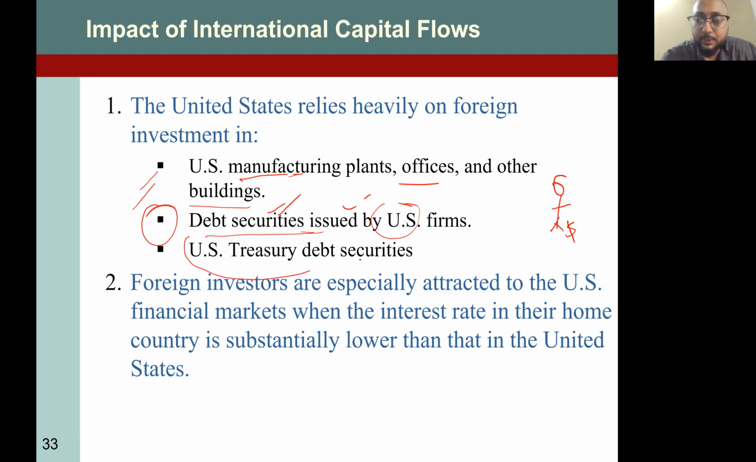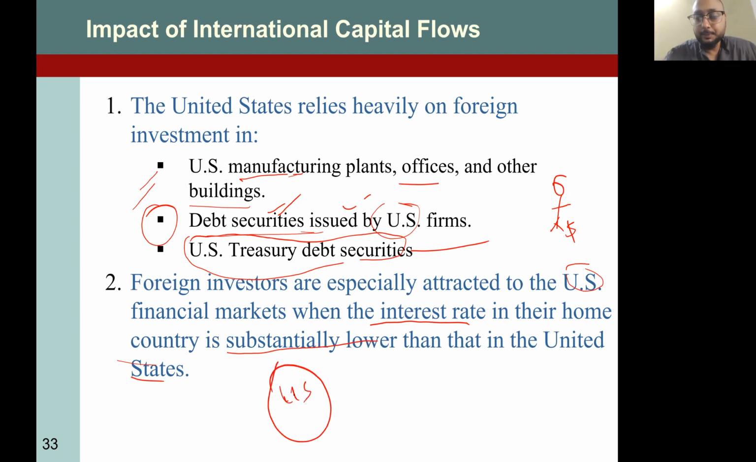Plus, even the government-issued debt securities are also owned by foreign governments, foreign countries, or some wealthy investors as well. So foreign investors are especially attracted to the US financial market when the interest rate in their home country is substantially lower than the United States. Similarly, in the US, the interest rate is high, of course. If you are in China, you want to exploit this opportunity to earn more interest, right? So capital will flow from China to the US because the interest rate in the US is high, right?